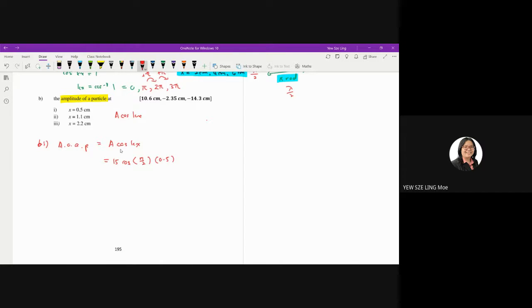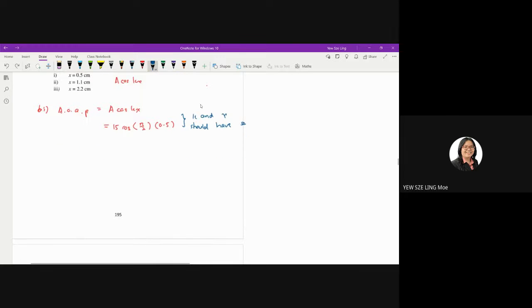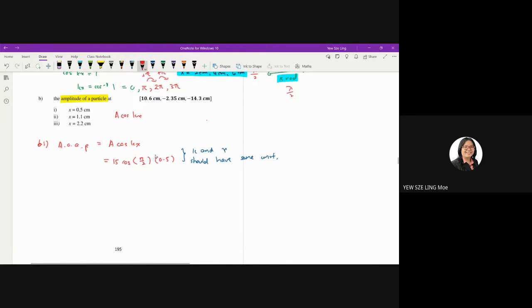You just make sure your k and x, both of them, have the same unit before you substitute them into the equation. So the crucial part is k and x should have the same unit. So you plug it in, and then you just press your calculator, and eventually you will get 10.6 cm.